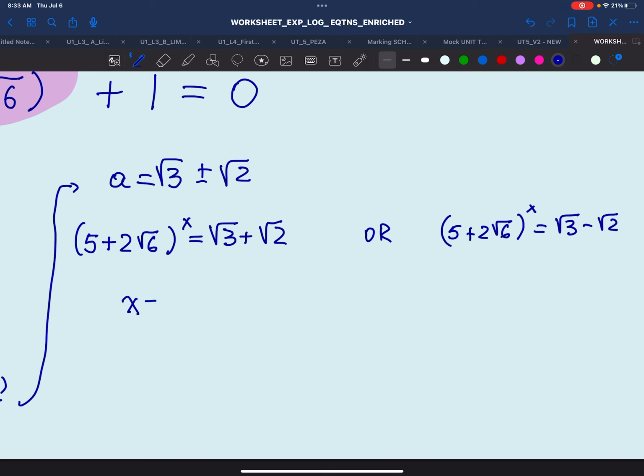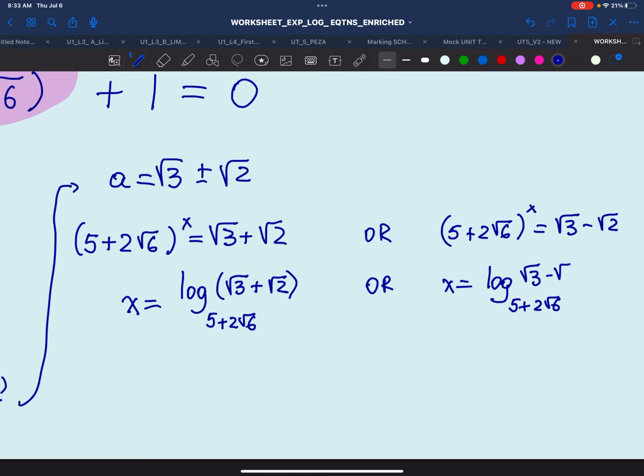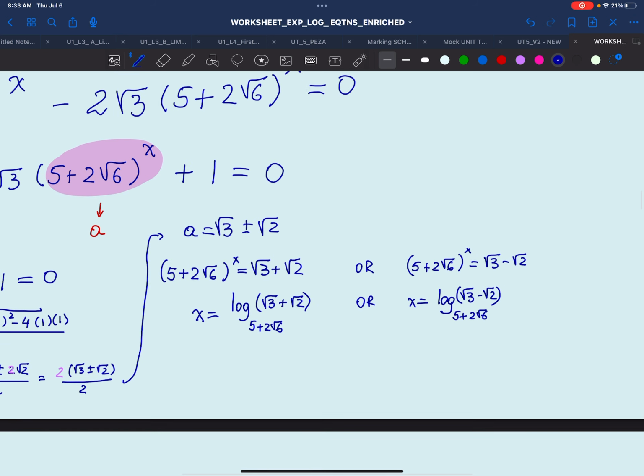So we'll say that x equals the log with base 5 plus 2 root 6 of number root 3 plus root 2, or x equals log with base 5 plus 2 root 6 of root 3 minus root 2. So this is the solution in logarithmic form. And the next thing that we want to do is try to simplify to the best possible.